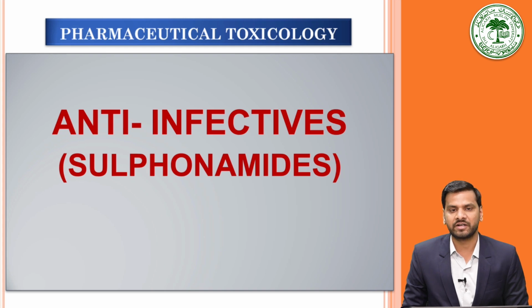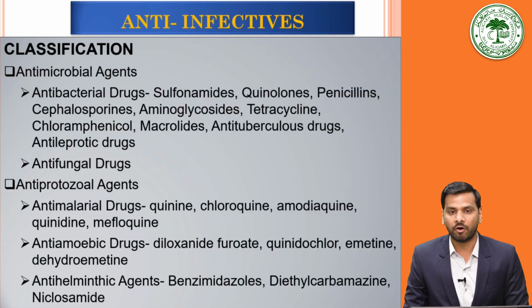Now, next drugs are anti-infectives. So, in this anti-infectives, we will mainly discuss sulphonamides. So, what are these anti-infective drugs? These anti-infective drugs are those which fight infections caused by bacteria, viruses, fungi, and protozoa, as well as infestations resulting from parasites such as helminths.